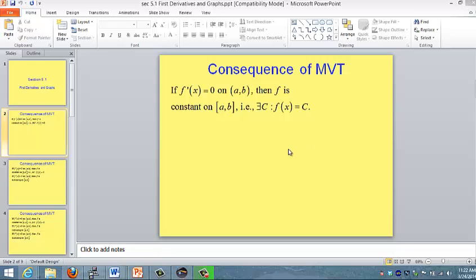If the derivative is 0, that means the slope of the tangent line is 0. And what does that mean if I say that the slope is 0? You have a horizontal tangent line, right? So that makes sense that the only way that would happen is if you have a constant function, or at least you're constant on some interval.